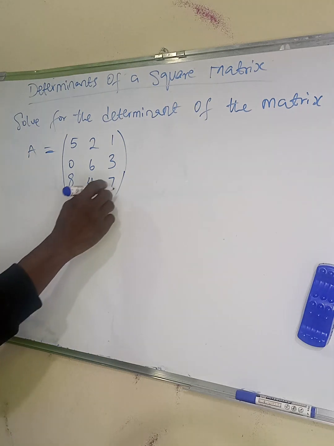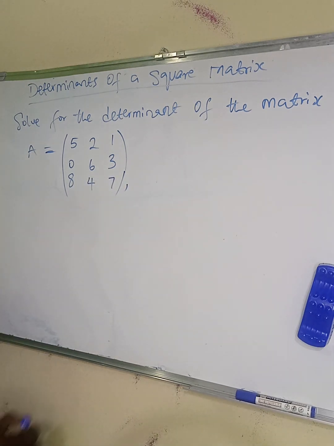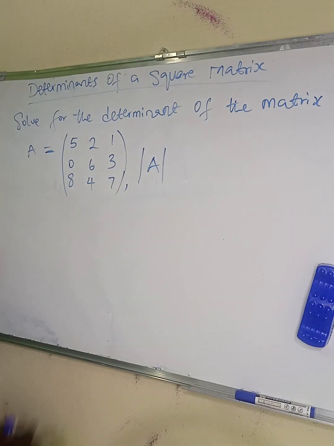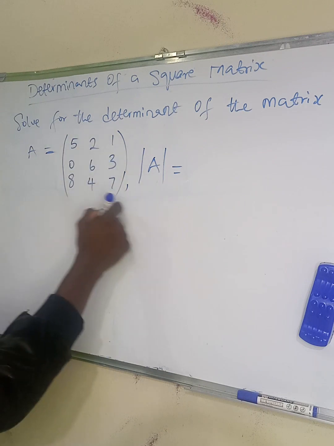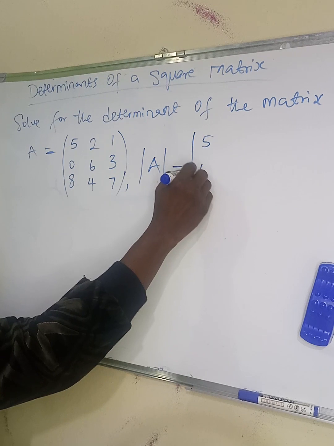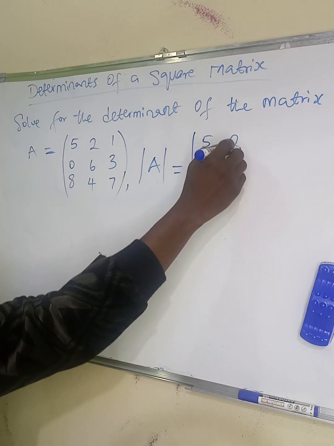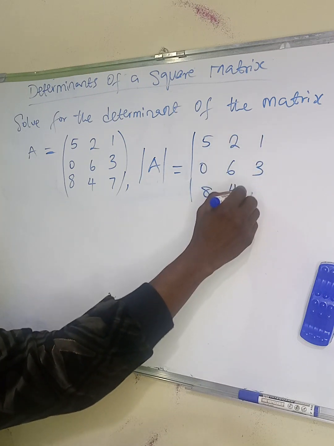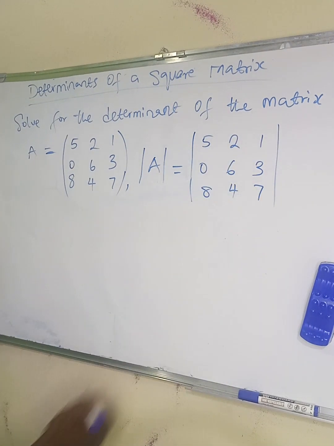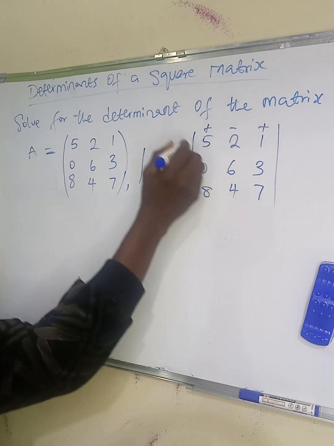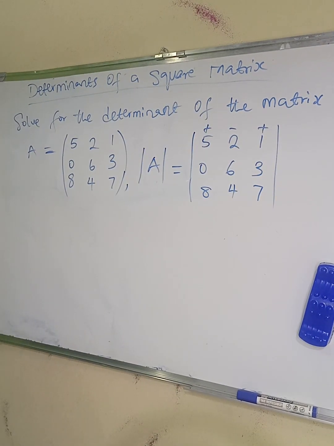But first, we have to represent matrix A as a determinant. This is the symbol to represent a determinant. It has to look like this. Therefore, we're going to change these brackets to look like this also. We have 5, 0, 8, 2, 6, 4, 1, 3, 7. Okay, so we proceed. Now, we are going to label this plus, minus, plus. Plus, minus, plus, okay?